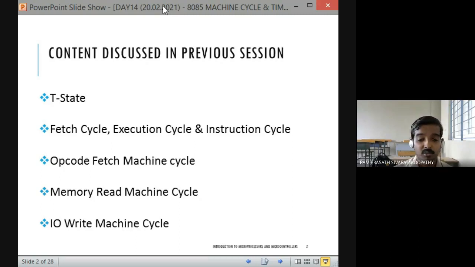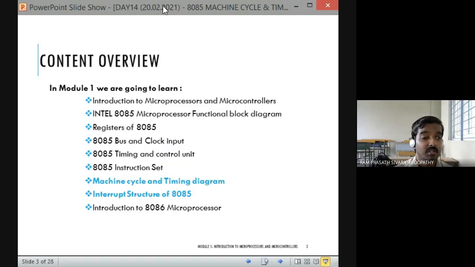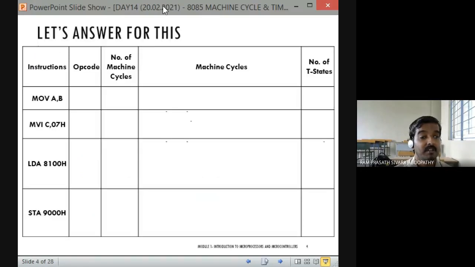So now we will move on to today's topic. Today we are going to continue with the machine cycle and timing diagram. Then we will go with the interrupt structure of 8085, that means the interrupt control unit of 8085 microprocessor. In the previous class we rushed, answering questions quickly at the end of the session. So in today's class we will go with the same thing.